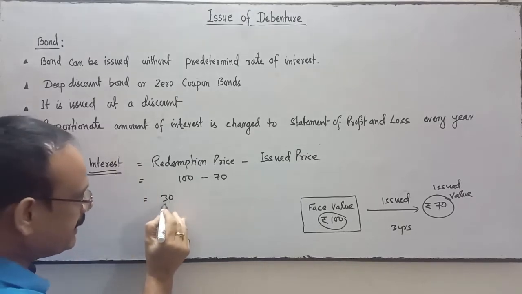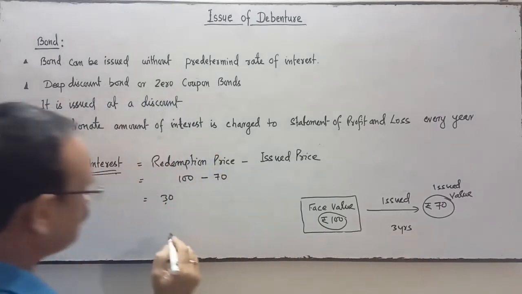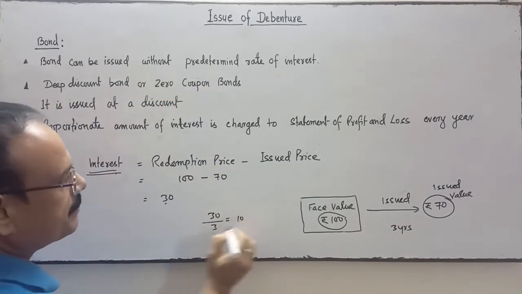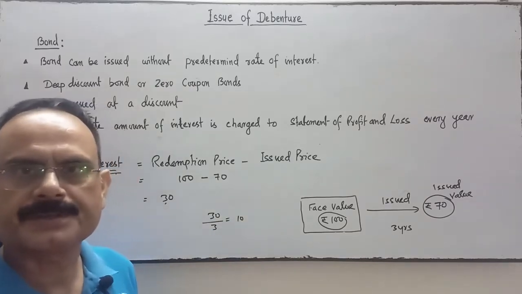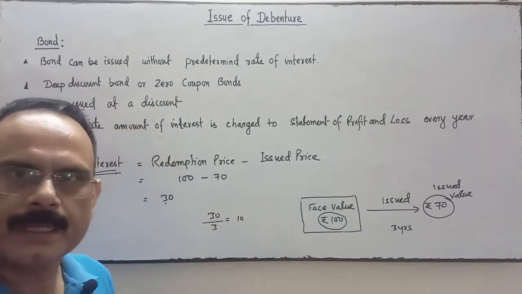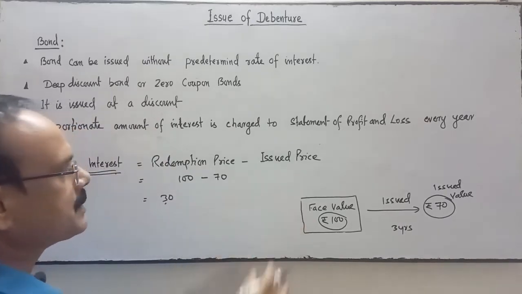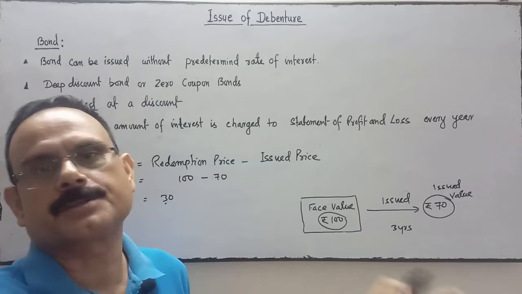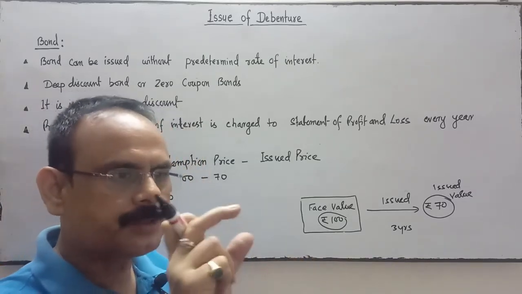And this 30 is divided by 3, as it is a 3-year bond. When you divide 30 by 3, it means 10 rupees interest every year. It's a 10% interest, 10 rupees every year. So you can calculate the interest this way. What's the interest on a bond? In the bond certificate the rate of interest is not mentioned, so how will we calculate the interest on the bond?